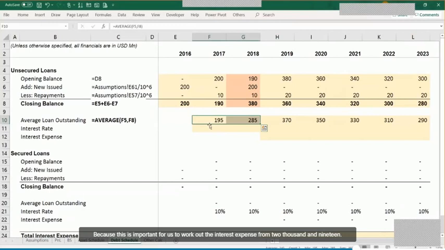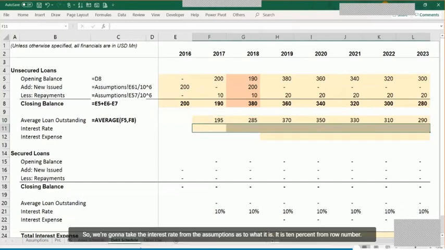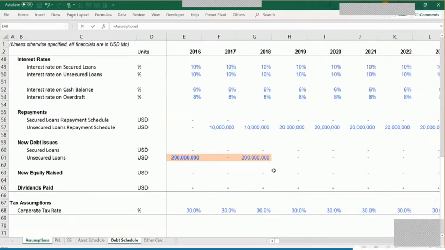So we're going to take the interest rate from the assumptions tab, as to what it is, 10%. From row number 50, we can take the interest expense.